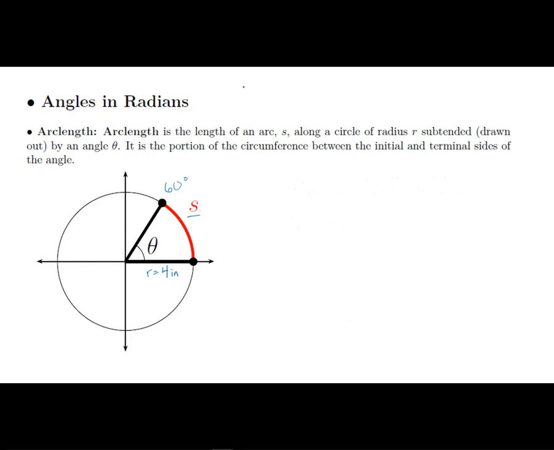So the kind of language we'd use here is that we would say S is the arc along a circle of radius 4 inches subtended by, which really means drawn out by, the angle 60 degrees. Okay.